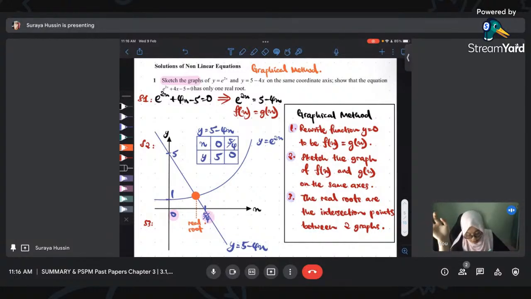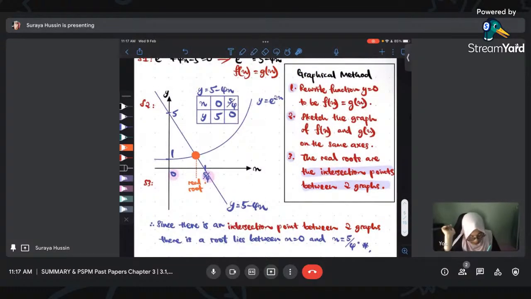Okay, so all you have to do is just put a conclusion saying that there is an intersection point. Tulis je conclusion. Since there is an intersection point between two graphs, there is a root lies between. Perlu cakap a root lie only. Itu saja. Tak perlu cari point yang, tak perlu cari nilai dia apa. You don't have to. Okay. All you have to do is just put a conclusion saying that there is a root, ada satu root sahaja that lies between two points that you know. That's it. And so you have shown.